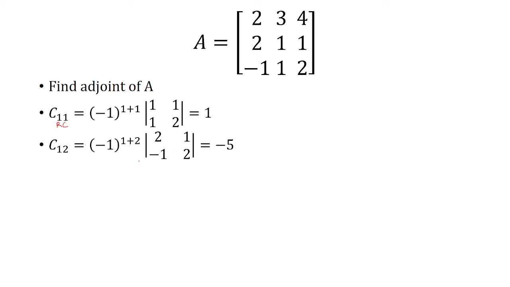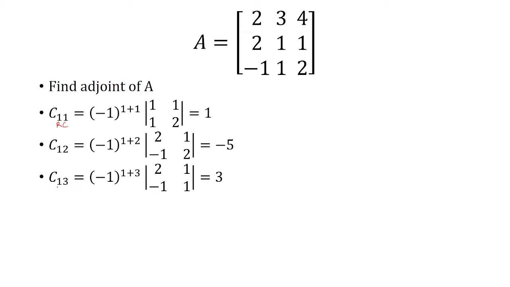Now we move on to 1, 2, so it's first row, second column, so now we're at 3. That means we have to hide row 1 and column 2, so we have the matrix 2, 1, negative 1, 2. Because this is row 1, column 2, you just add those as the exponent. And then simplify, you get negative 5.